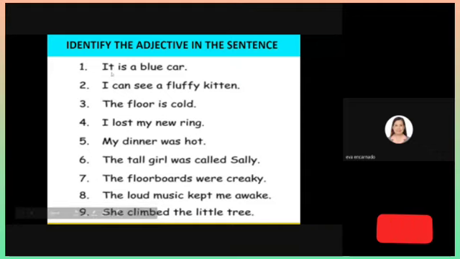Okay? So, number 1, it is a blue car. So, identify the adjective in the sentence. Number 2, I can see a fluffy kitten. So, and so on. Basahin nyo yun isa-isa.